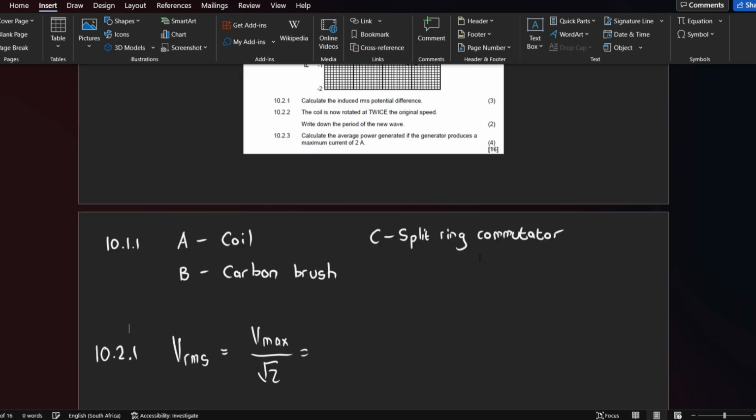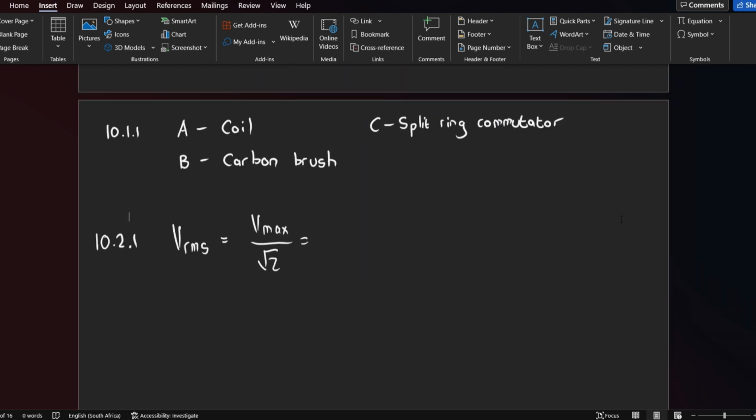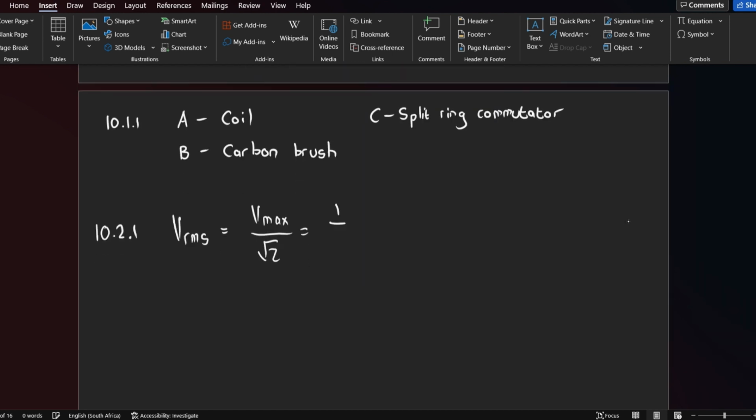And the V max we can see from this graph is the maximum potential difference is 1 volt. So we simply say 1 all over the root of 2, and that will equal 0.71 volts.